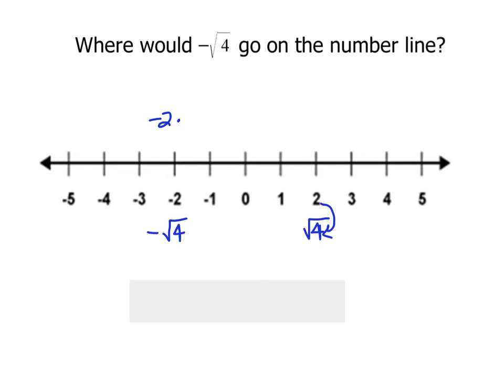So now I want you to think about it. -2 times -2. A negative times a negative is a positive. So this makes sense that I have a positive 4 underneath my radical. The negative is on the outside. So this is saying take the square root of 4, which is 2, but now we have to make it negative, which is why on our number line it's at -2.